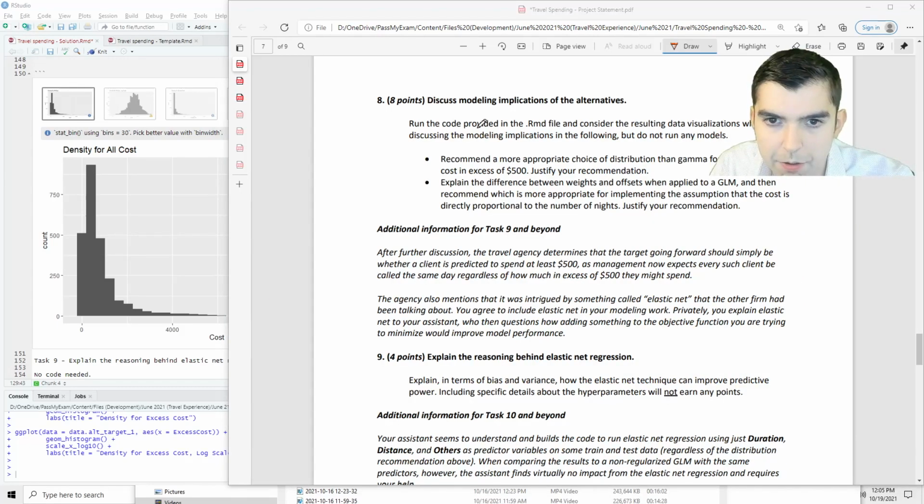Run the code in the provided RMD file and consider the resulting data visualizations when discussing the modeling implications in the following, but do not run any models. Recommend a more appropriate choice of distribution than gamma for modeling the cost in excess of 500. Justify a recommendation.